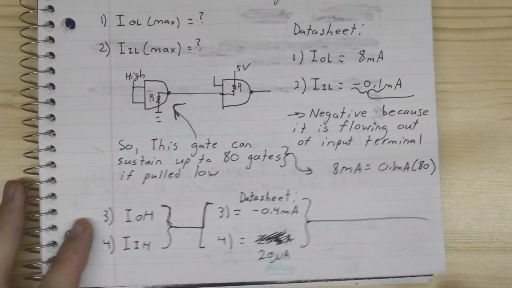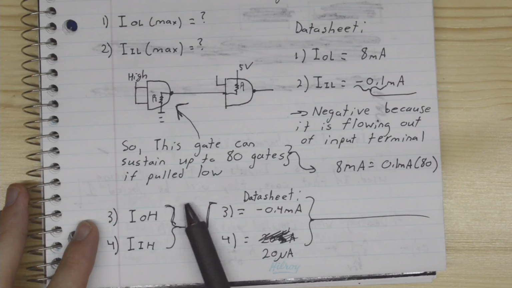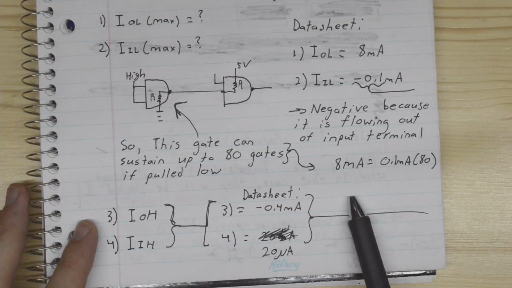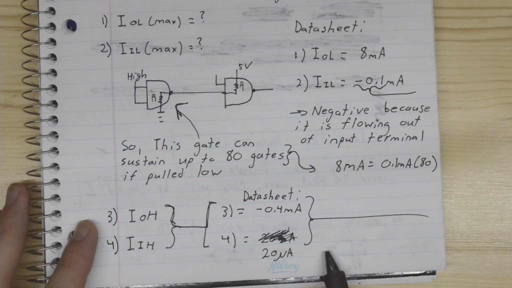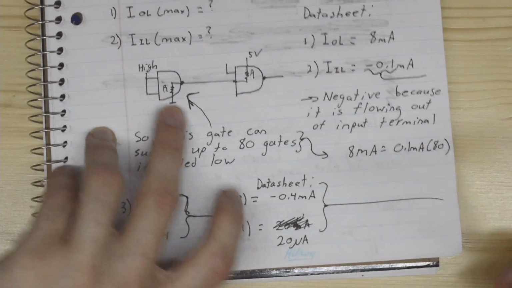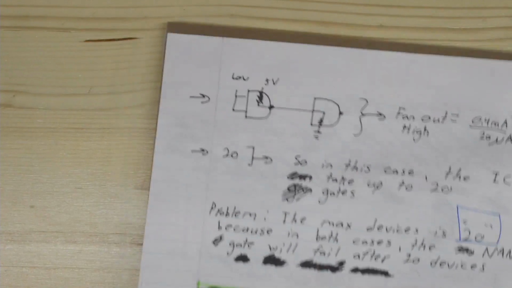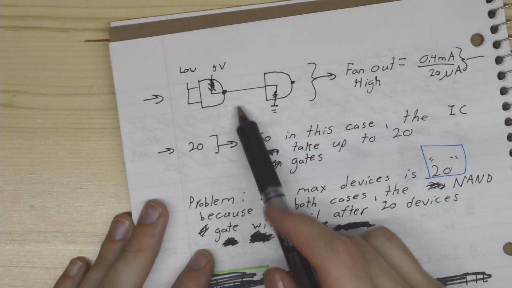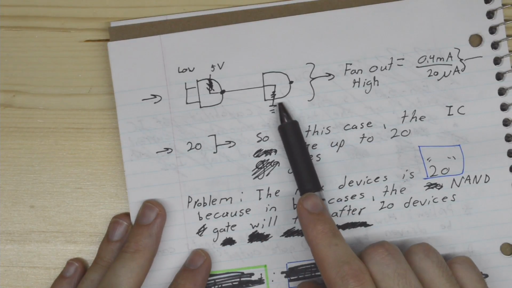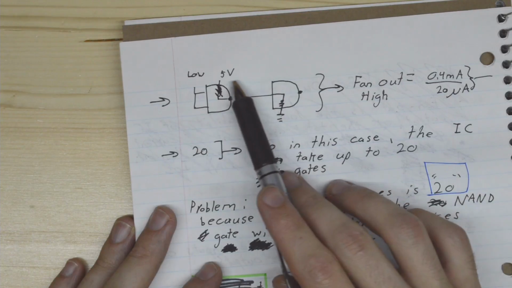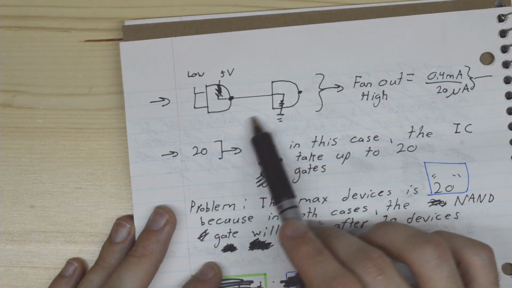So, high output current and high input current. In the data sheet we see this as negative 0.4 milliamps and 20 microamps. So if we go to the next page, we see the same diagram with a resistor here and a resistor here. If the inputs are pulled low, therefore it goes high through this one, and in this case it's going to a low.